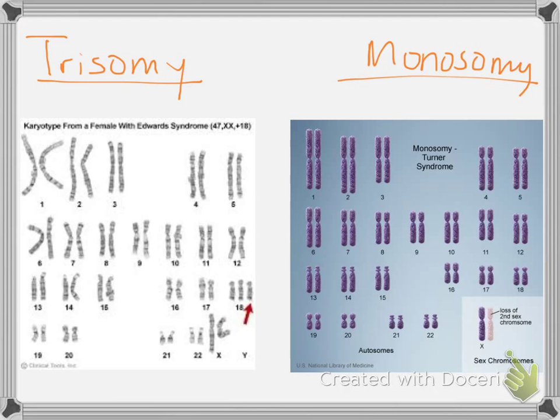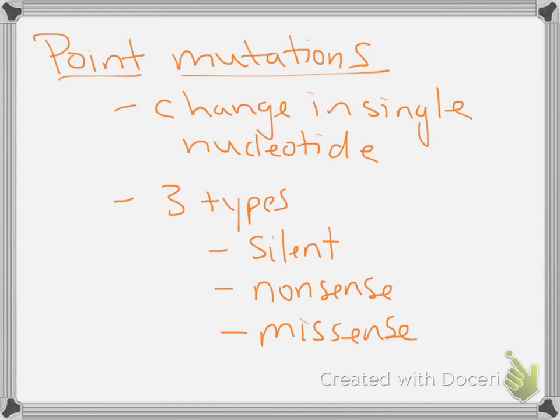We also have what's called trisomy. Here's trisomy 18, where we have 3 copies instead of 2 of that particular chromosome. We can also have monosomy, where we have a loss of a chromosome. Oftentimes, trisomies and monosomies will result in no individual being created, but sometimes they are, and then they have genetic disorders. And then we have point mutations.